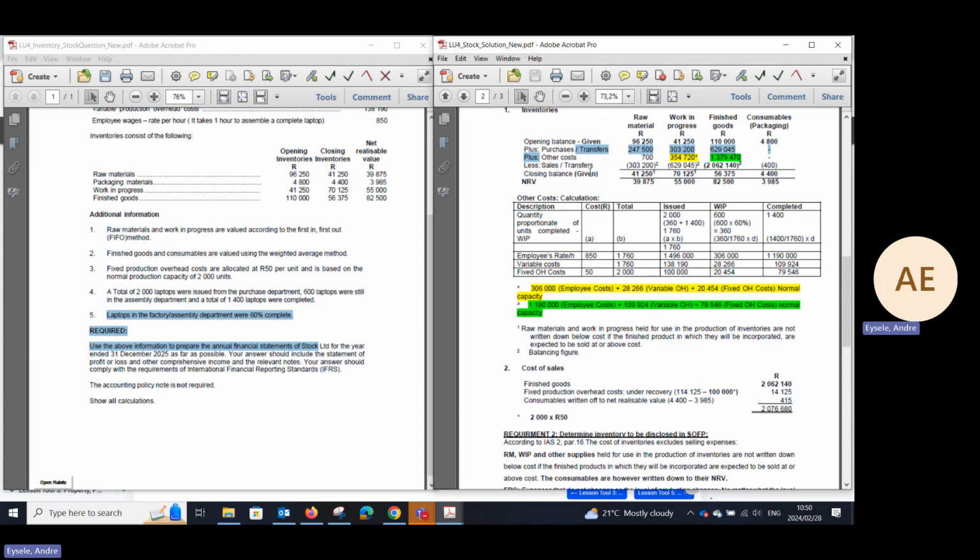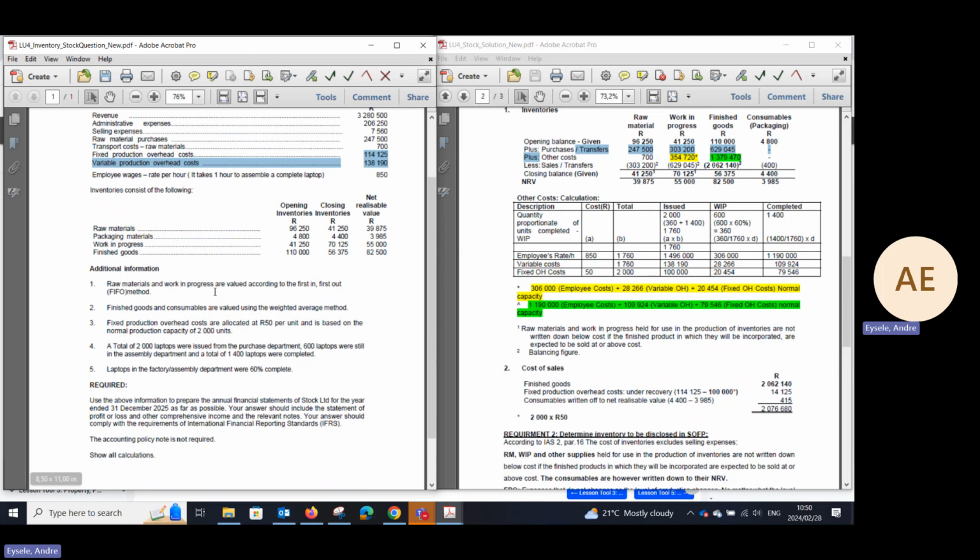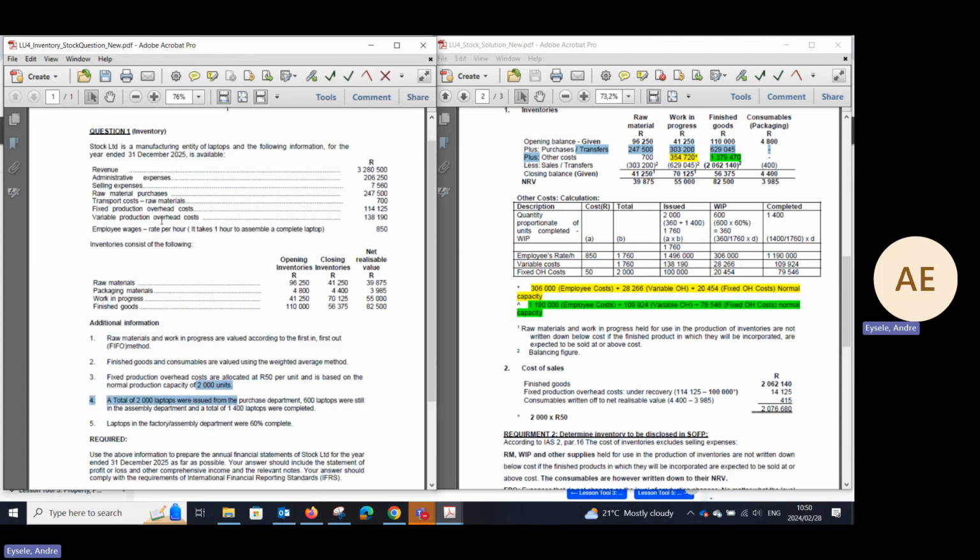Now, other costs consist, in the information, of your fixed production overhead costs. But remember, fixed production overhead costs are allocated to production based on normal capacity, which is 550 Rand per unit of 2,000 units. Okay, colleagues? But now we've determined that the other costs include your variable production overhead cost of 138,190. Okay, so now let's calculate the other costs, the 354,720. How do we calculate that?